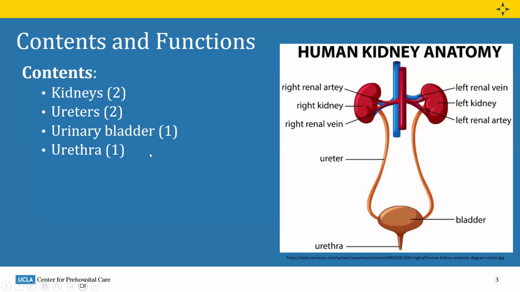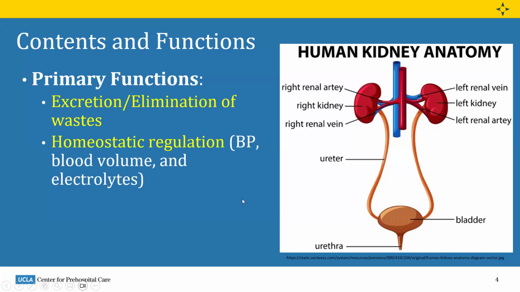So let's just start with the renal system and what is contained within that. So we have two kidneys, two ureters, one urinary bladder, and one urethra. And the primary functions of our renal system, as we may assume, is to undergo excretion and elimination of metabolic waste. So kind of getting rid of waste via urination, right? Also homeostatic regulation. So essentially, it's going to help control our blood pressure, blood volume, electrolyte levels, right?